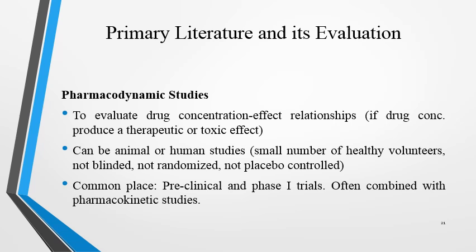The primary literature can also involve pharmacodynamic studies, in which we are observing the effects of the drug on the body of the patient. We are observing the therapeutic effects of the drug or the toxic effects of the drug, and these are most often carried out during the preclinical or phase 1 trials of the drug, though these can also be carried out at phase 4 or the marketing phase of the drug. But most often these are carried out at the preclinical and phase 1 trials, on animals and humans as well.